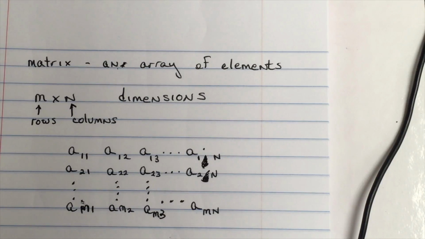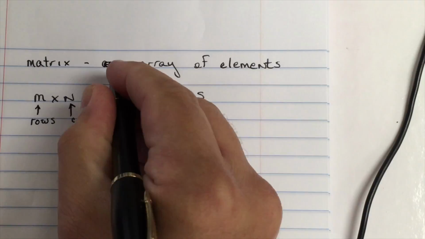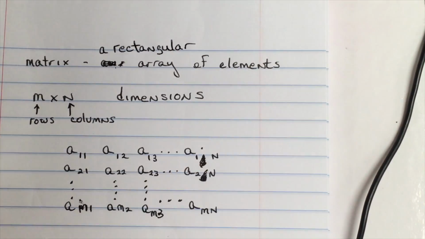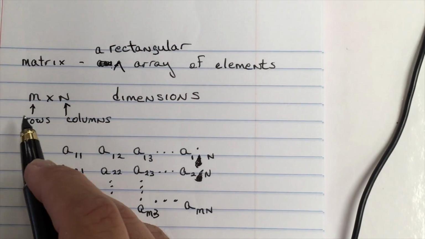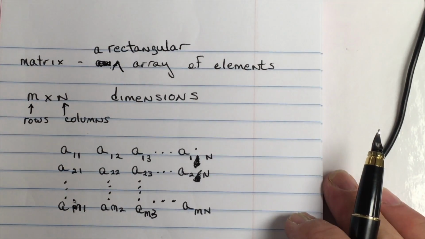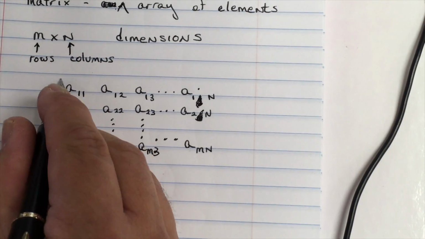A matrix is an array of elements. You can even be more specific than this. It's a rectangular array of elements. It has m number of rows and n number of columns. Together, m by n refers to the dimensions.